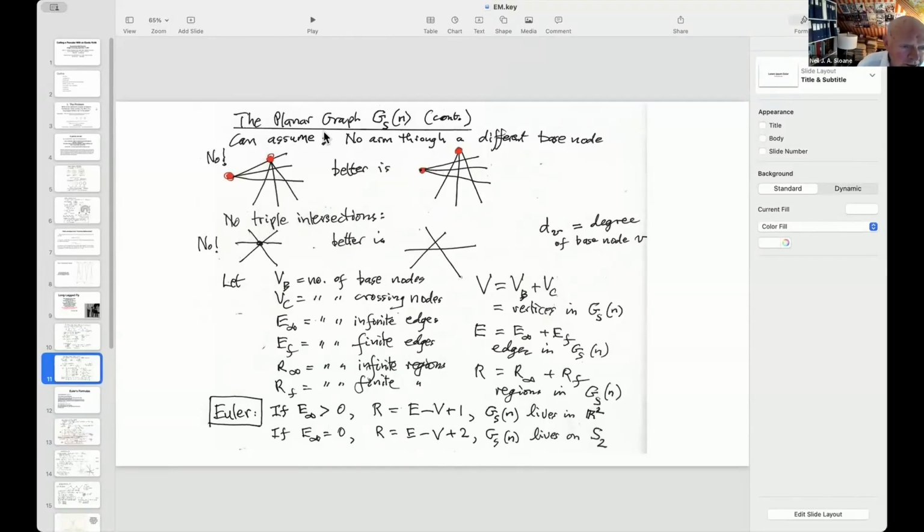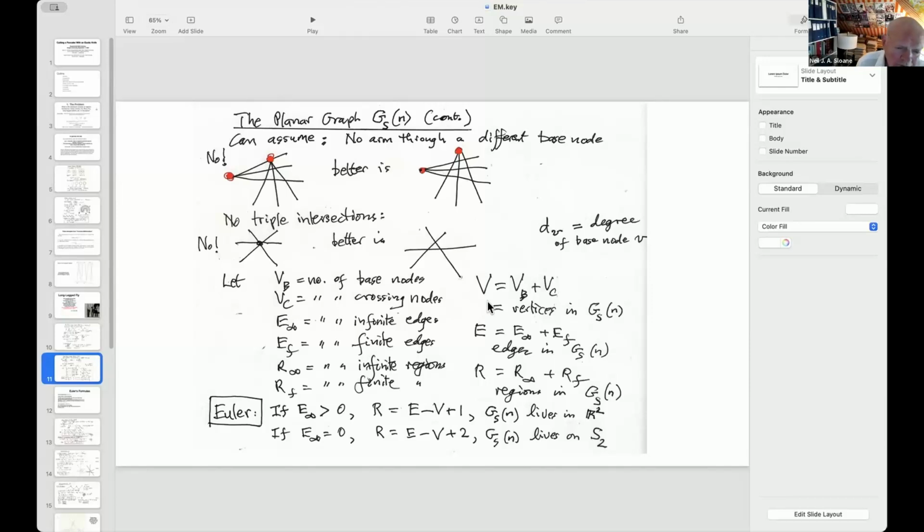Anyway, continuing about the planar graph, since we're placing these, I'm going to insist that you never put an arm through somebody else's base node. Because if you did, you could make a microscopic adjustment to this arm and pick up some extra regions. So I decree that no arm goes through a different base node. I also decree that there are no triple intersections, for the same reason.